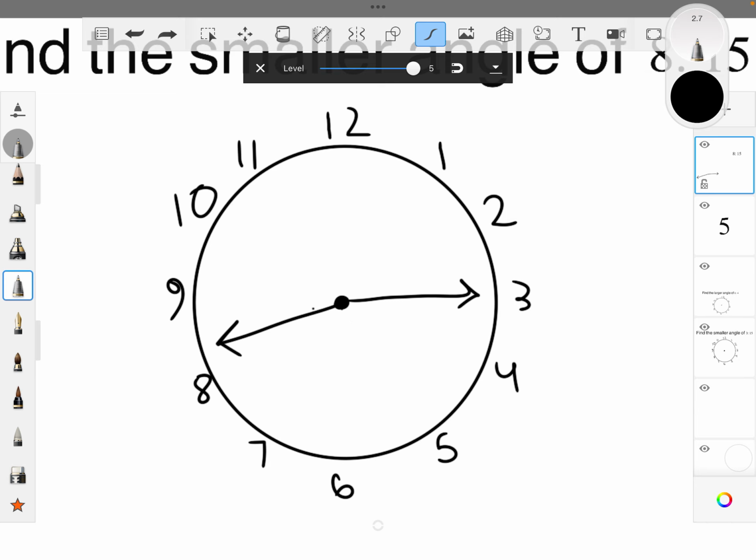This is a common geometry problem, but the first main thing we need to do is determine how many whole hours are in between the minute and the hour hand at 8:15. So there's 1 whole hour, 2 whole hours, 3 whole hours, 4 whole hours. There's 5 whole hours.